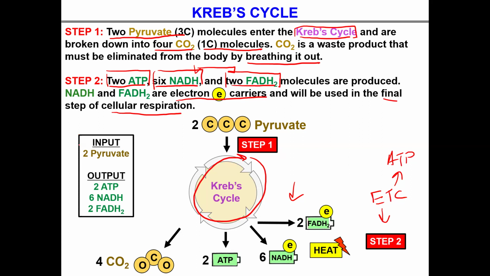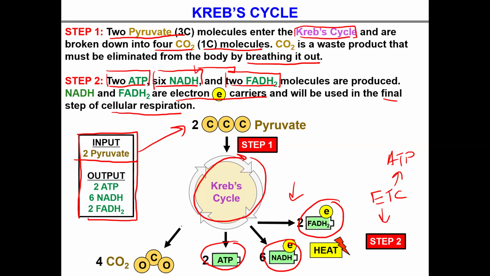This is essentially what the summary looks like. Our inputs are our two pyruvates. Our outputs, what we're trying to produce, are two ATP, six NADHs, and two FADH2. Some byproducts from this production are CO2, four of them here, and remember, this is waste.